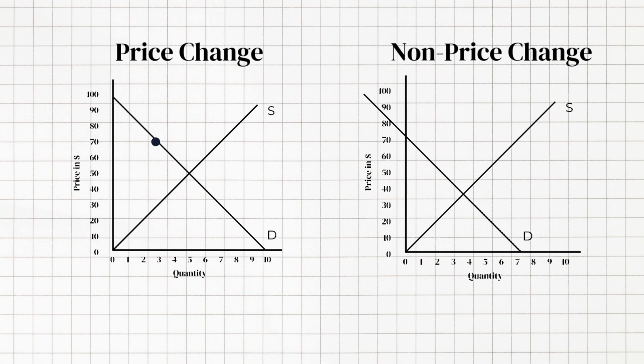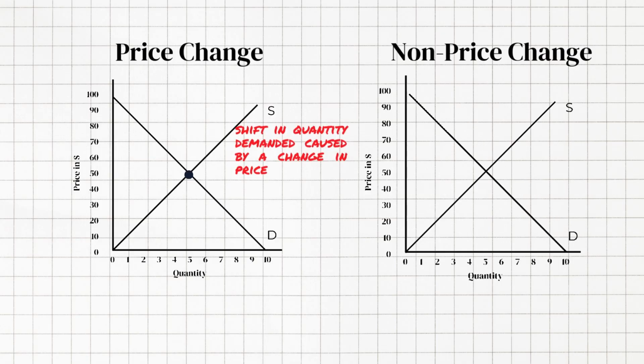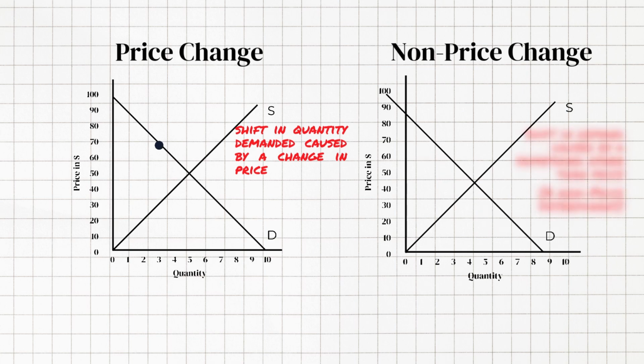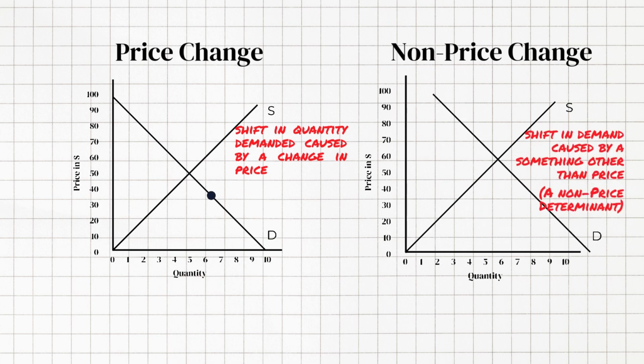Okay, guys, we're almost done, I promise. There's one more thing we need to talk about, and it should be pretty easy if you watch the previous videos on demand and supply. As you learn from those videos, there's a difference between a shift in quantity demanded or supplied and a shift of the entire supply or demand curve itself. Remember that a shift of the curve itself is caused by a factor other than the price. A change in price is only going to cause a movement along the existing curve.